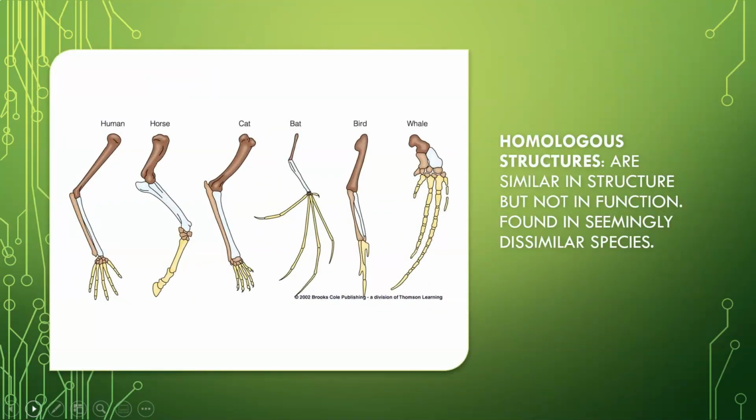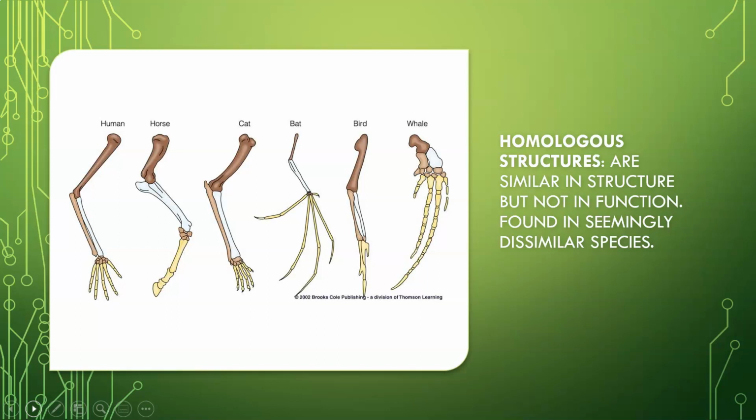Now we've got some terminology here. Homologous structures are similar in structure but not in function, found in seemingly dissimilar species. So similar in structure but not in function. Here we've got our pentadactyl limb. In humans it's the arm. Pentadactyl, five digits, so we've got five fingers.